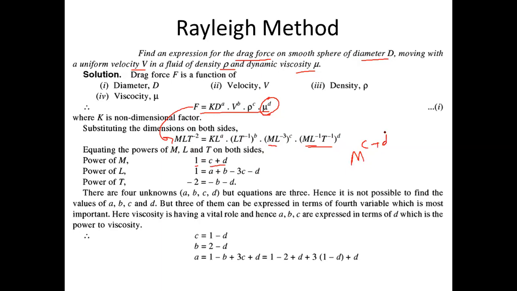Similarly, power of L. So L^a, L^b, L minus 3c, and L minus d. So I can say L to the power a plus b minus 3c minus d. So these are the powers of L. Similarly, for the time also you can do. Fine. So if you compare the LHS and RHS powers of MLT, you will get this relation.